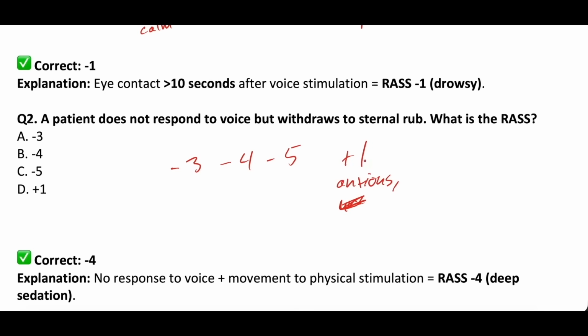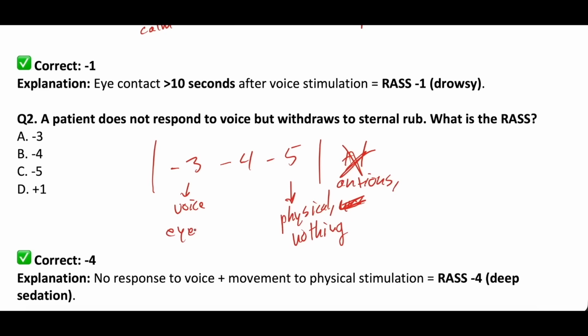This patient does not respond to voice, right? So they're not a +1. That leaves us with -3 to -5. On the far end, -5, this is a patient, remember, who even with physical stimulation does nothing. They don't move, they don't open their eyes. -3, I always talked about, -3 was actually with voice, you open eyes.